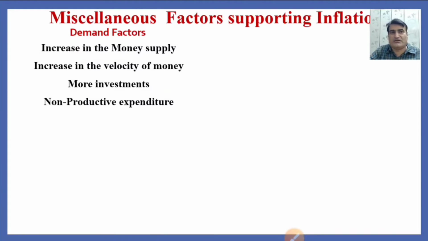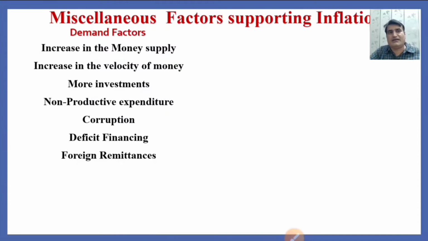When non-productive expenditure increases, like expenditure on defense or on birthday parties and marriages, the demand increases. As a result, the inflation goes up. Corruption: an increase in corruption also raises the demand. As a result, inflation occurs in the economy. Deficit financing: when government spending through the fiscal budget exceeds government revenue, so that there is deficit financing, this excess of spending by the government also increases inflation.